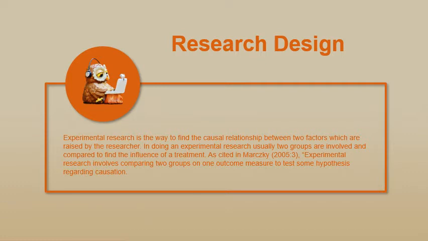Okay, the research design in this study is experimental research, of course. Experimental research is a way to find the causal relationship between two factors, which are raised by the researcher. In doing experimental research, usually two groups are involved and compared to find the influence of the treatment. As cited in Marks, experimental research involves comparing two groups on one outcome measure to test some hypotheses regarding causation.